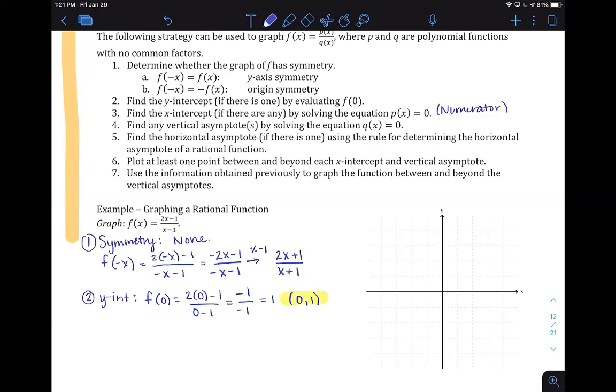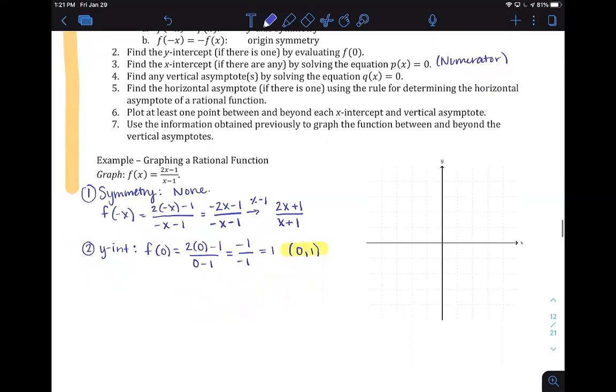All right, so third, our x-intercepts. We're going to set our numerator equal to 0. So 2x minus 1 equals 0. Well, then what does x equal? 1/2. So we have the ordered pair 1/2, 0.